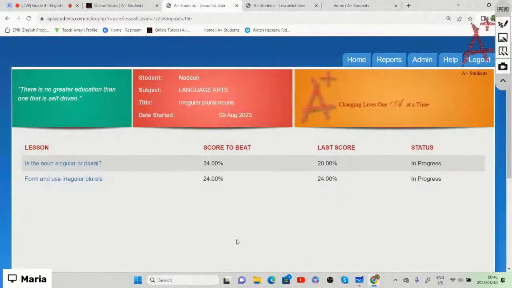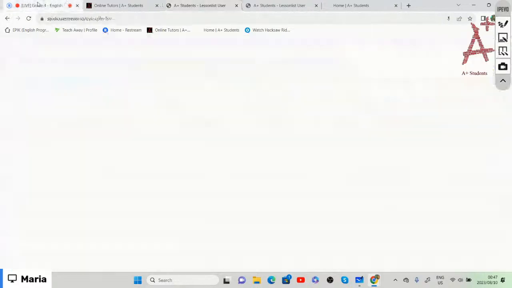All right, so now that is the end of our lesson on irregular plurals, and we went over the lessons of is the noun singular or plural, and we need to form and use irregular plurals. So now we've reached the end of our lesson. I really hope that you will say the lesson was informative. Till next time. Goodbye.